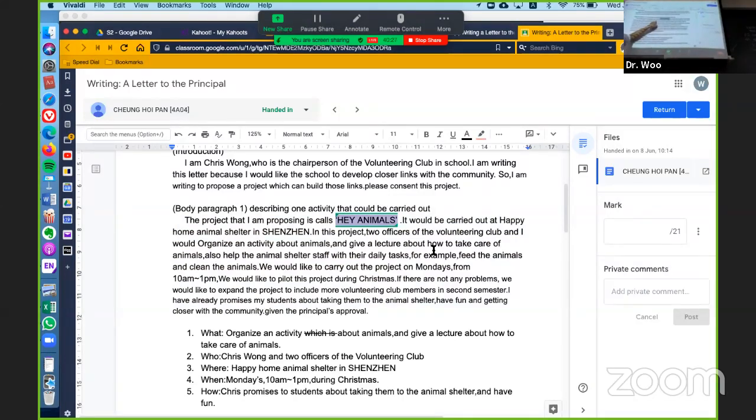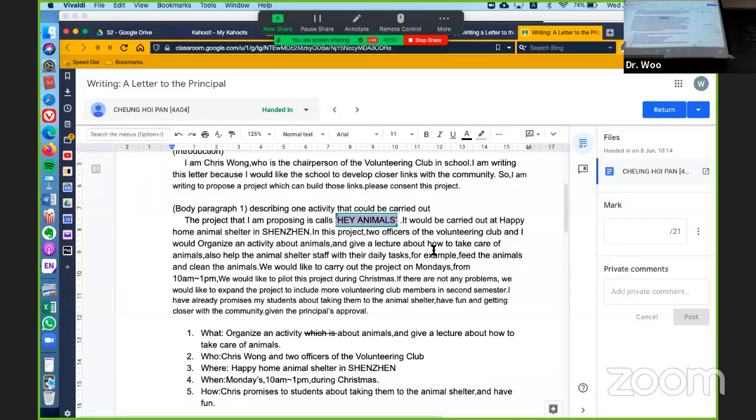See, in this project, two officers of the volunteering club and I would organize an activity about animals and give a lecture about how to take care of animals and also help the animal shelter chef. This sentence is too long. That's number one. But what's important is this sentence should be the second sentence. Where is the second sentence? I have no idea what it is.